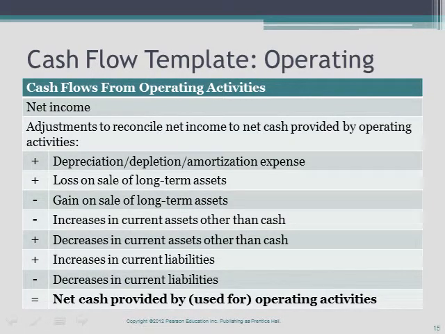So the first step to prepare the operating section of the cash flow statement is to lay out the template as shown here. This just gives us a model or way of thinking about each of the different types of transactions we're going to be looking at and whether we add or subtract them in our reconciliation to net income in order to get down to the bottom, which is the net cash provided by or used for operating activities, which must tie to the balance sheet.